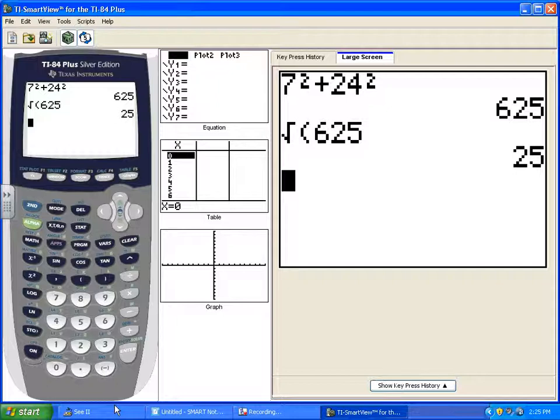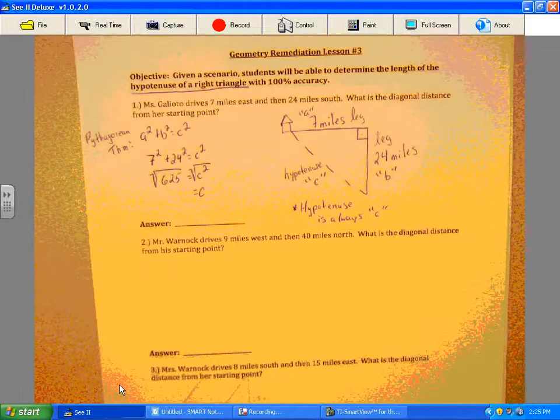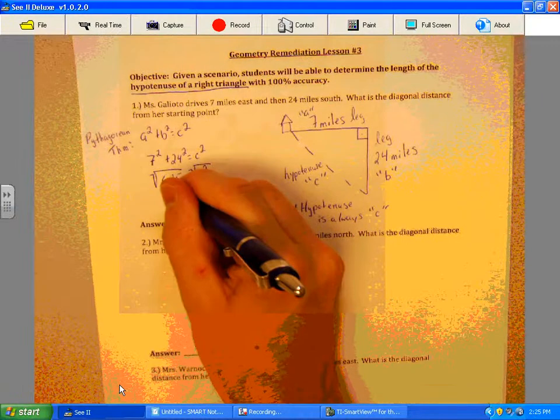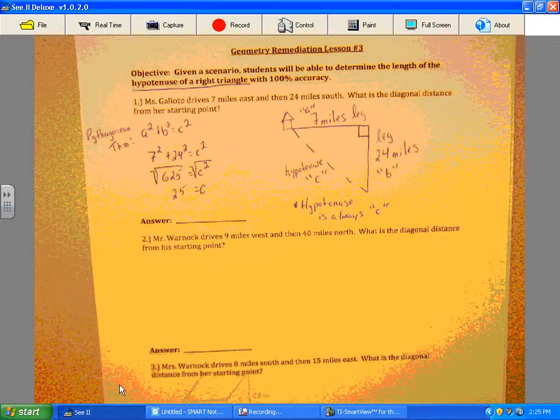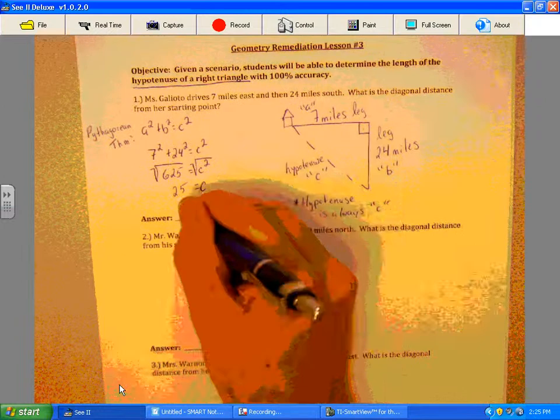So our c value is 25. So to answer the question, what is the diagonal distance from Miss Galliotto's starting point? It is 25 miles.